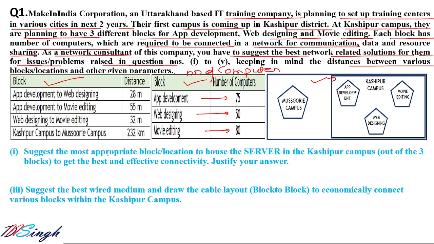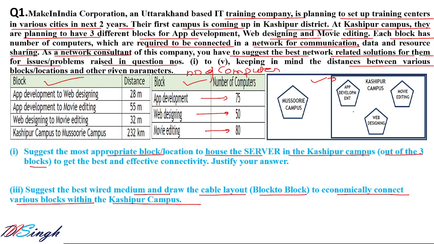First, suggest the most appropriate block or location to house the server in Kasipur campus out of 3 blocks. Kasipur campus, how many blocks are there? App development, web designing, and movie editing. Then suggest the best wired medium and draw the cable layout for block to block, and economically connect various blocks within the Kasipur campus. So the first question is where to place the server in Kasipur campus.